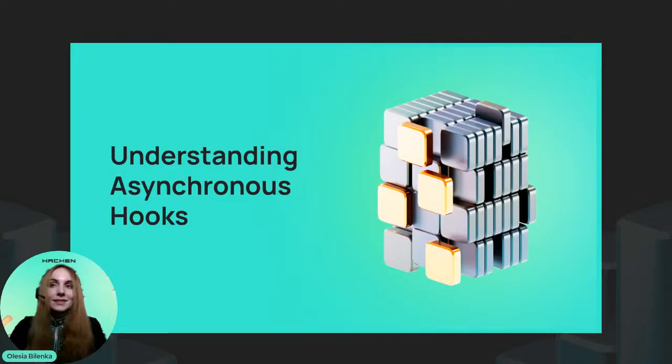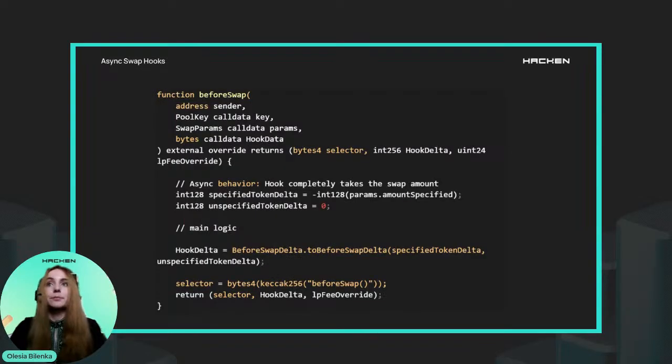So finally, let's take a look at async hooks. Async hooks are built on top of the custom accounting approach, which we just implemented in our hook. They are called async because they bypass the pool manager logic entirely. Instead of relying on it to manage the token transfers, the hook itself takes full control. In practice, this means that the hook captures the entire amount specified for itself. So async hook is only possible for the V4 swap hook, which has amount specified, just like the one we just implemented.